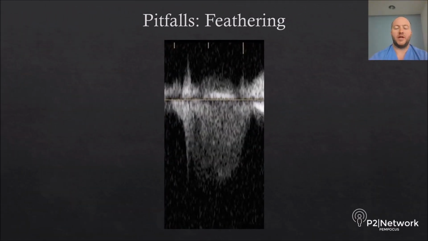One potential pitfall that I would like to discuss is the concept of feathering. In the image, you see 2 points depicted, point A and point B. You want to make sure that you are measuring at point A, which is the peak of this largest negative envelope. You don't want to be measuring at point B here, which includes ancillary feathering.